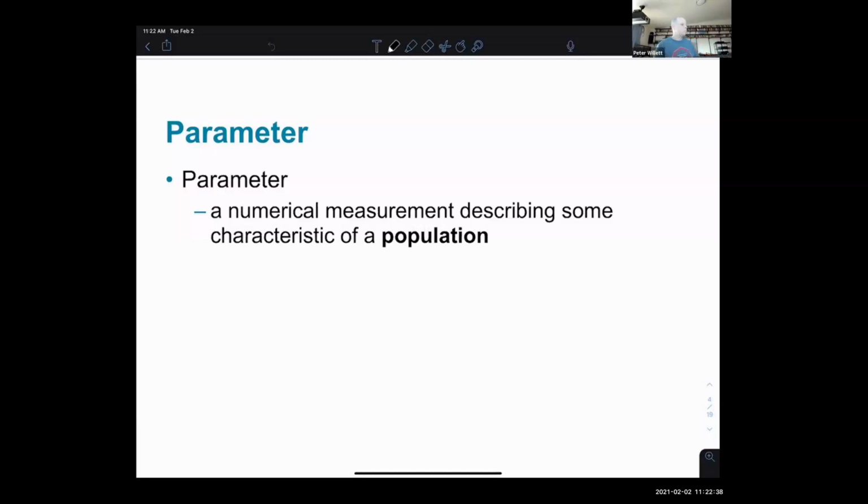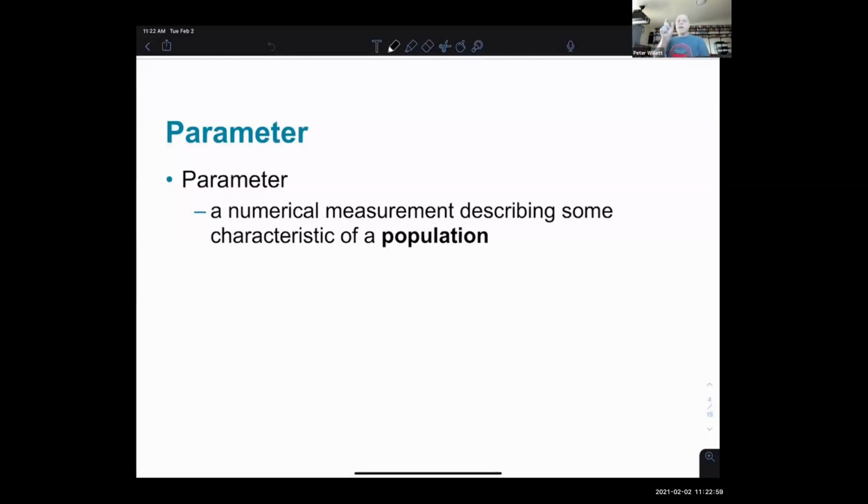No opinion? What do you guys think? Color of eyes, is that an example of a parameter? It's not numerical, so probably not. Yeah, illustrating what it says here, it says a numerical measurement. And since color of eyes is not numerical, that would not be a parameter.